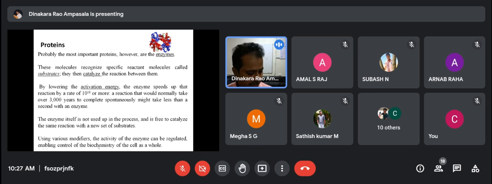Okay, so here our system will have molecules that enhance the enzymatic activity, and molecules that reduce the enzymatic activity. So that we call regulation.